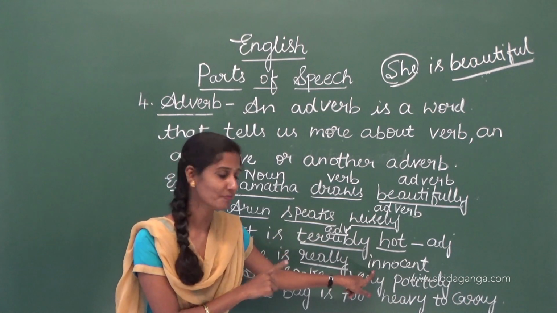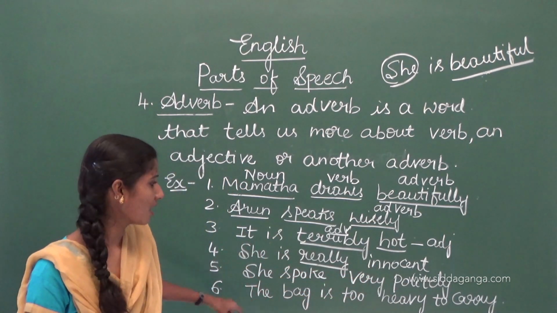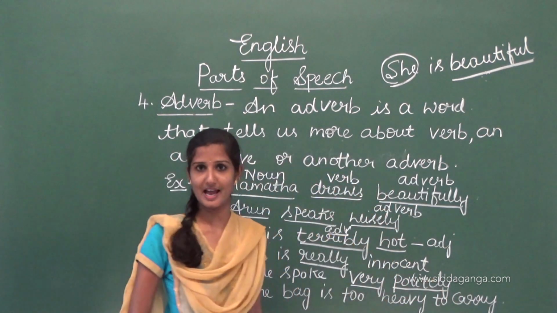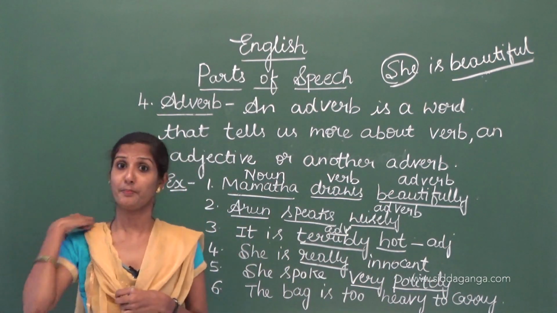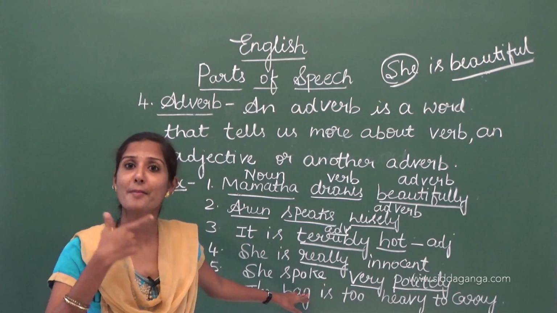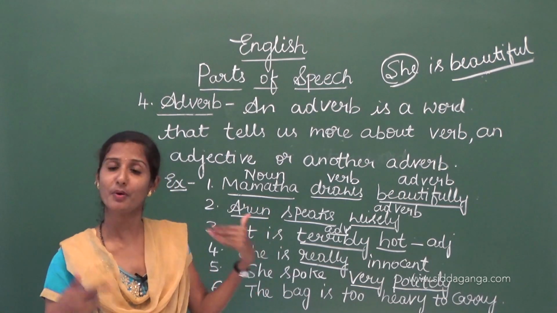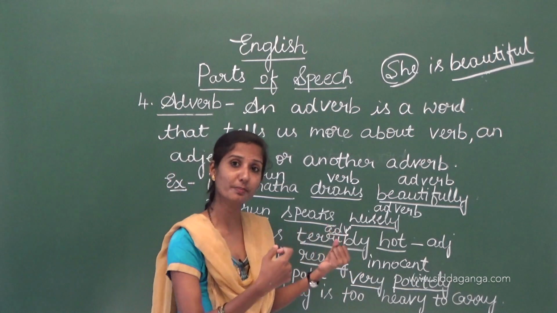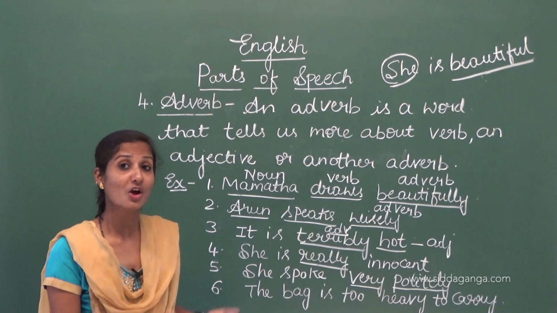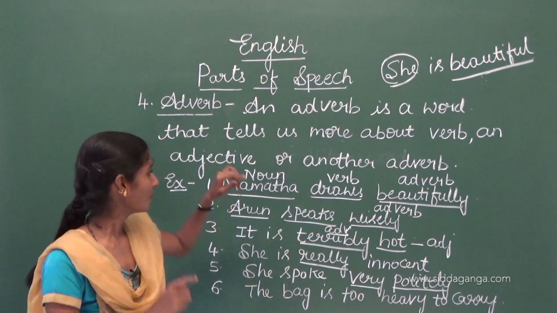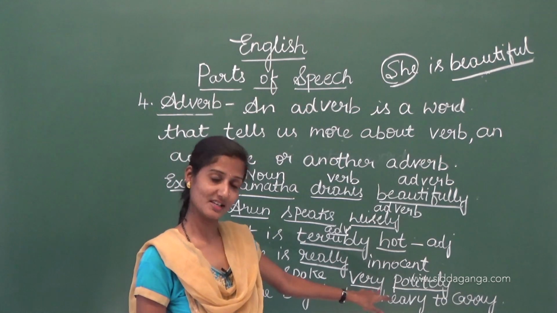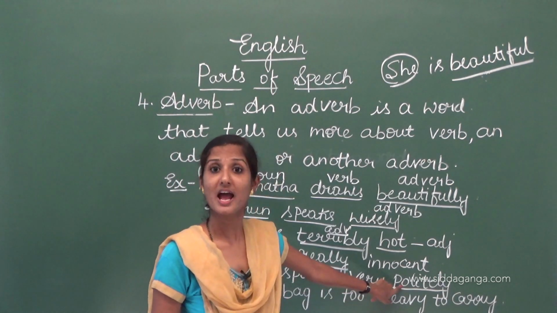Have you understood? And the next example I have written: she spoke very politely. So here very and politely are the two adverbs I have used. Spoke is a verb. How is the speaking going on? Politely, very politely. Politely is an adverb. So here I have written, an adverb is a word which tells us more about a verb, an adjective and also another adverb. Here very is an adverb and it tells us more about another adverb.